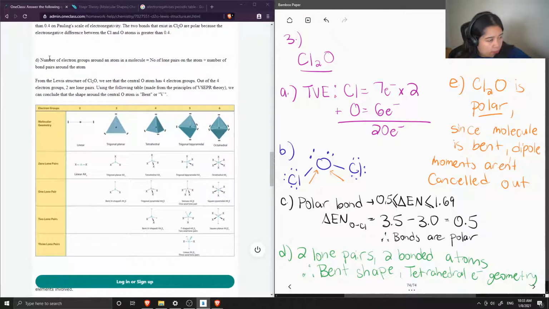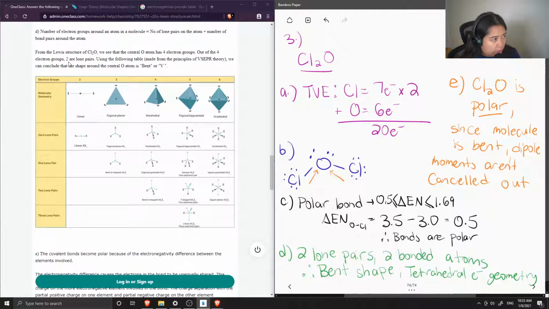And then for D, the number of electron groups around an atom in a molecule is equal to the number of lone pairs on the atom plus the number of bond pairs around the atom. From the Lewis structure, we see the central oxygen has 4 electron groups, and out of the 4, 2 are lone pairs. Using the following table, made from the principles of the VSEPR theory, we can conclude that the shape is bent or V. So it's right here.